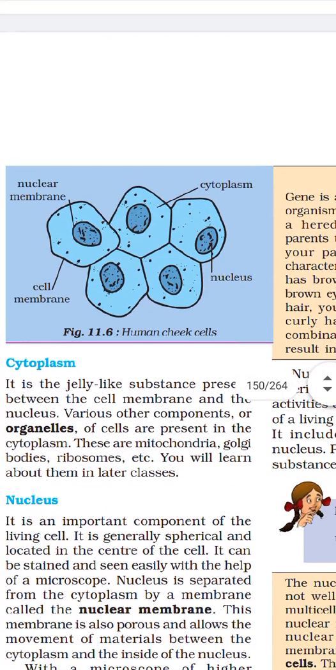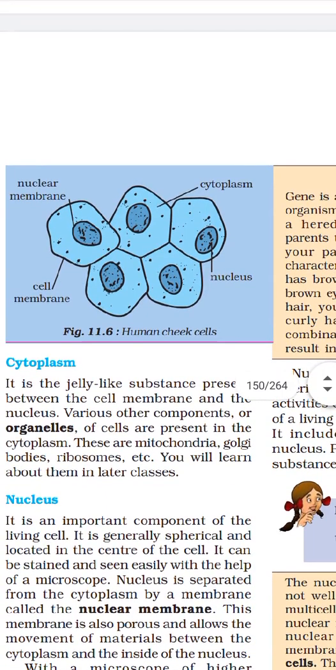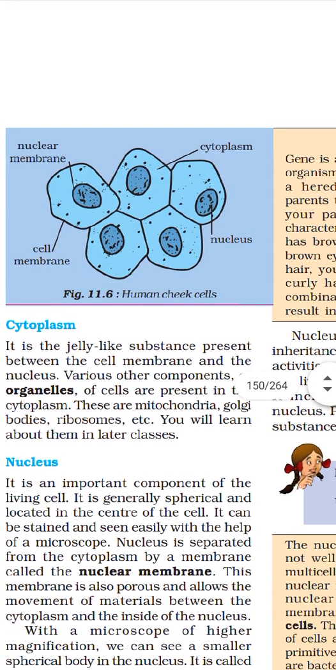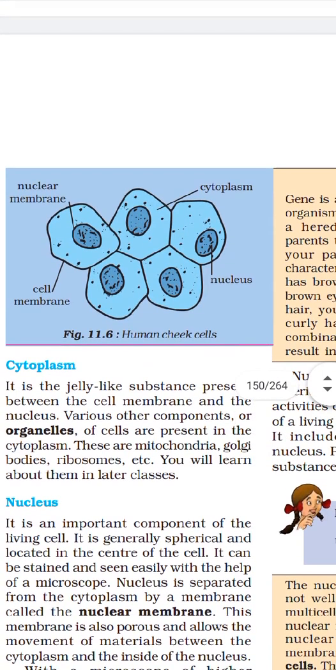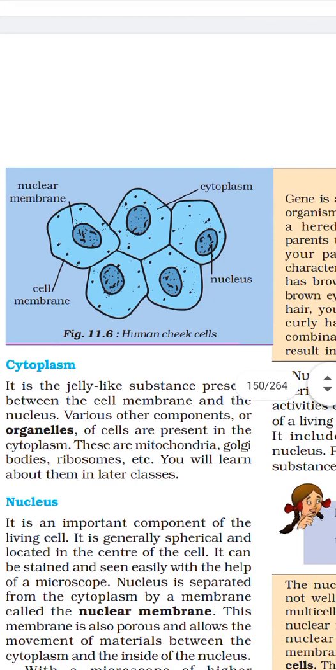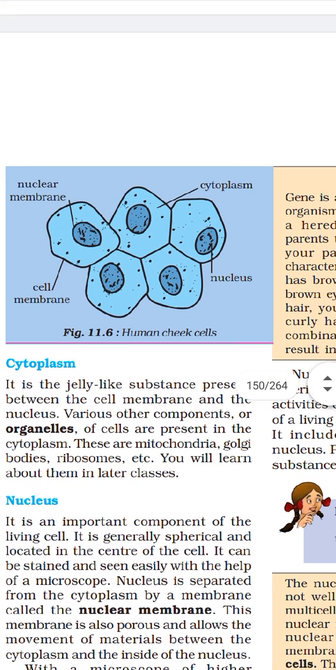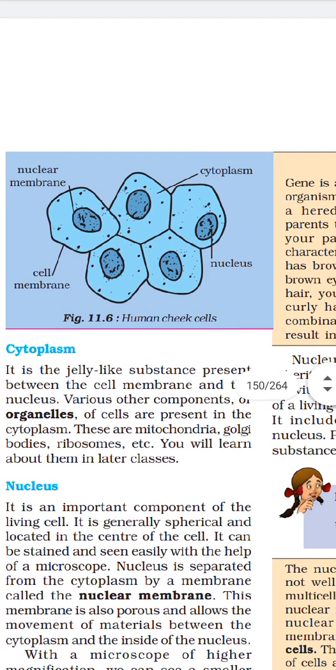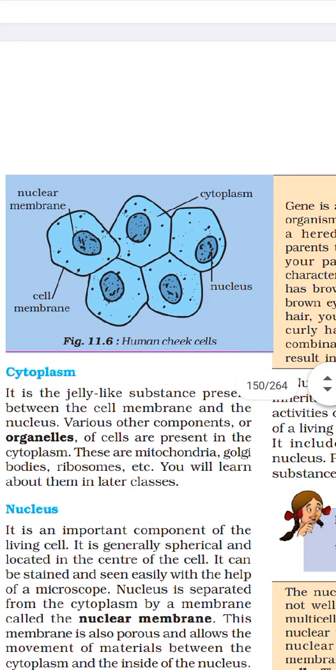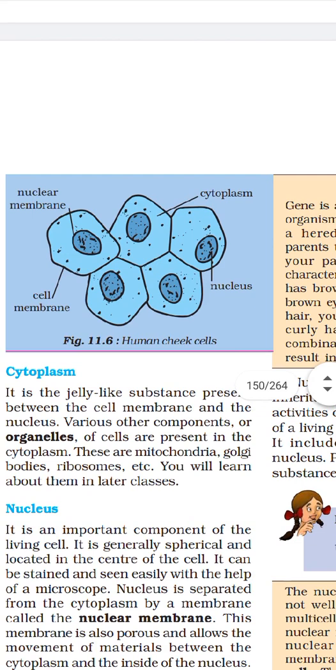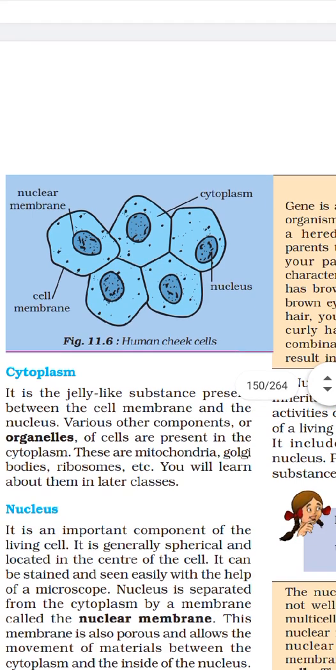Next is cytoplasm. It is the jelly-like substance present between the cell membrane and the nucleus. Various other components are present in the cytoplasm. These are mitochondria, Golgi bodies, ribosomes. The jelly-like substance is present between the cell membrane and the nucleus. Various other components or organelles of cells are present in the cytoplasm: mitochondria, Golgi bodies, ribosomes, etc.